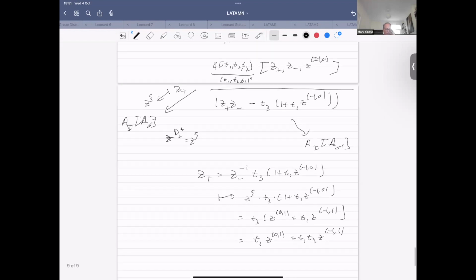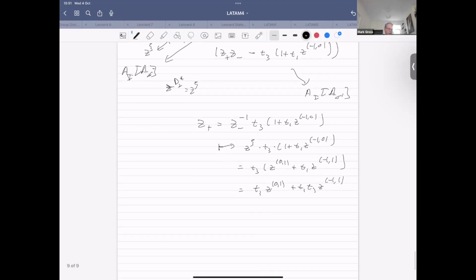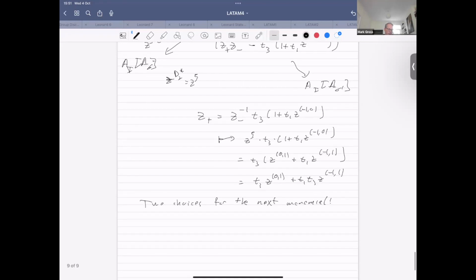Okay, so this is what happens when we try to cross this wall. This z plus or z to the c gets turned into this expression. And now I need to take one of these two as the next monomial. So I have two choices for the next monomial. So choice one is T3 z to the 0, 1.